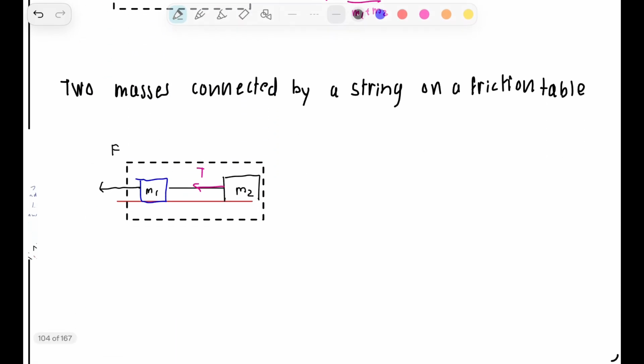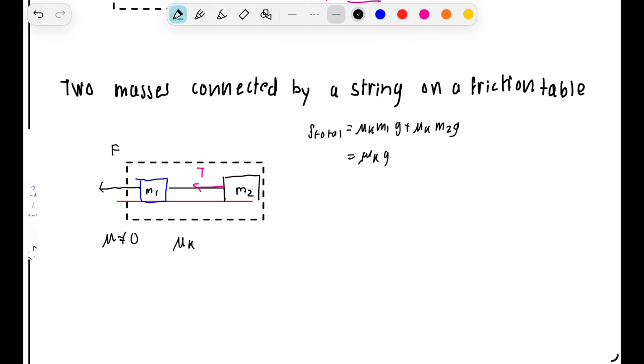So M1 and M2 are going to be connected by a string and pulled across a table with a rough surface, by force F. So they both are going to have this coefficient mu k. We have to find the total friction. That's going to be equal to mu k M1 times G plus mu k M2 times G. So that is mu k G times M1 plus M2. And you have F minus mu k times G times M1 plus M2 is equal to M1 plus M2, all times acceleration. So A is going to be your force minus mu k times G times M1 plus M2, all divided by M1 plus M2.